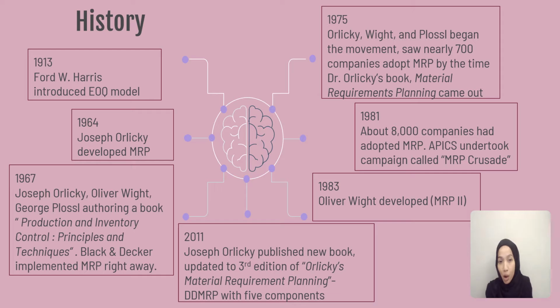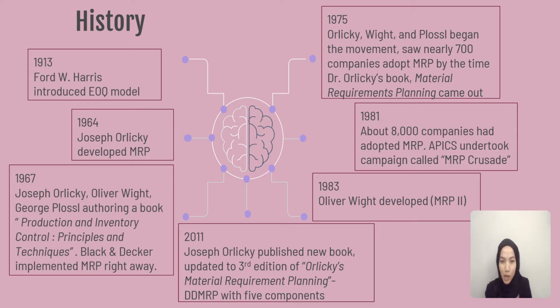In 1967, at IBM, Dr. Orlicky worked with Oliver Wight, who ended up co-authoring a book with George Plossl titled Production and Inventory Control: Principles and Techniques. The book's influence on consumers was almost immediate, where Black and Decker implemented MRP right away. In 1975, these three professionals, Orlicky, Wight, and Plossl, began the movement by publishing Dr. Orlicky's book, Material Requirements Planning, and nearly 700 companies adopted MRP. By 1981, about 8,000 companies had adopted MRP.